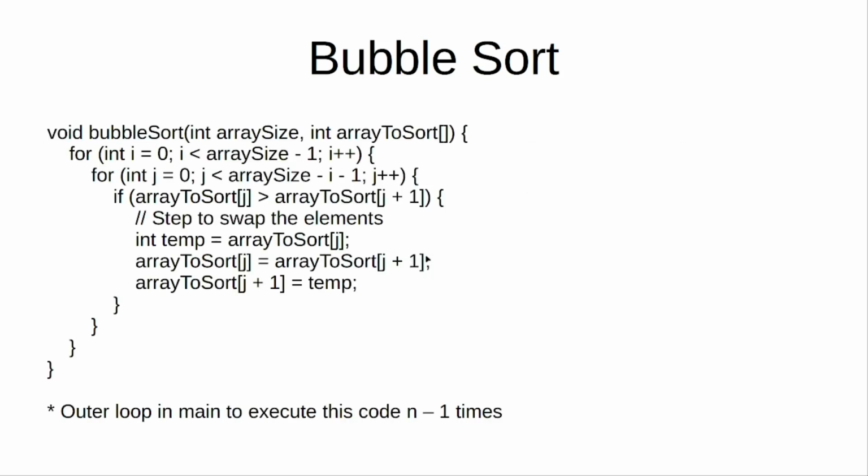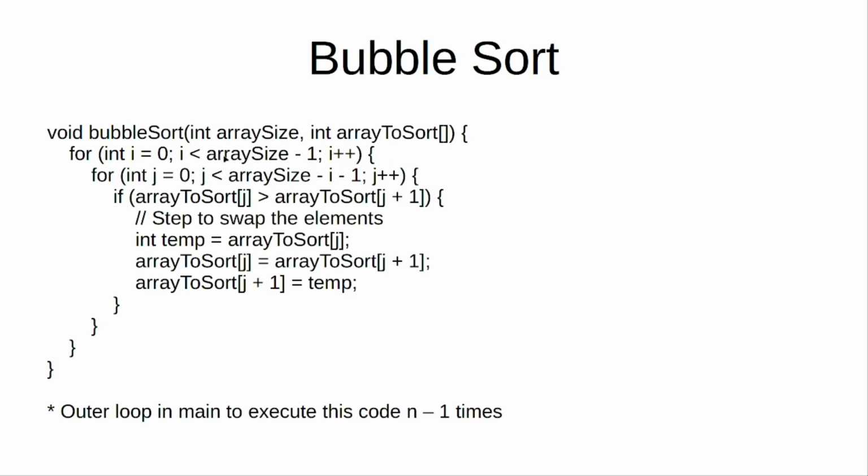So I have a bubble sort implementation. This is how it looks in code. Here's a function specifically for bubble sort, and I'll show you how this looks in Visual Studio Code in just a moment. It's a function that takes the size of the array and the array that you wish to be sorted, and it loops for every element in the array. So it does this n times.